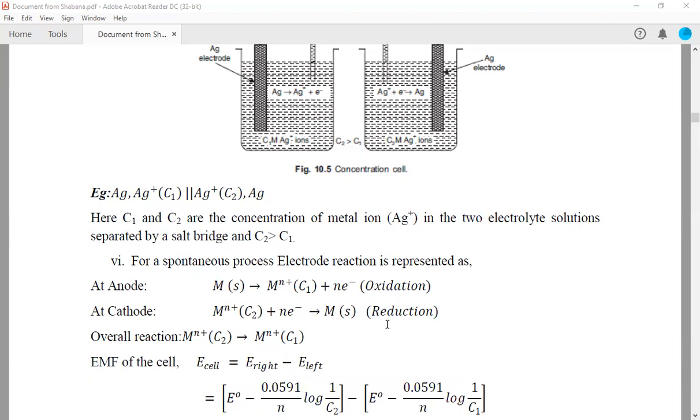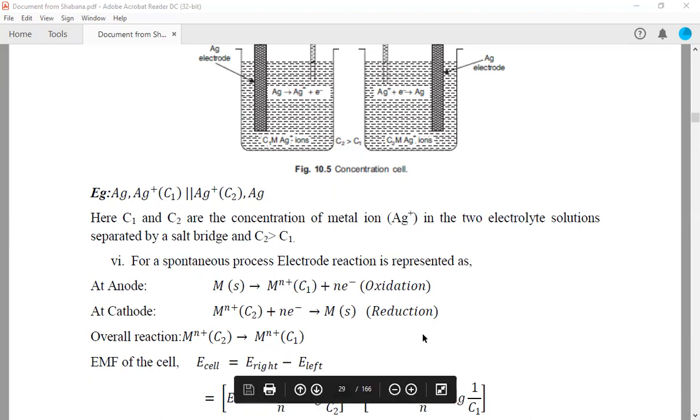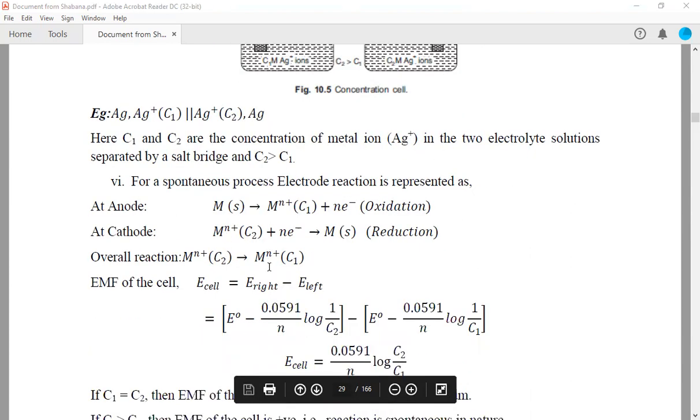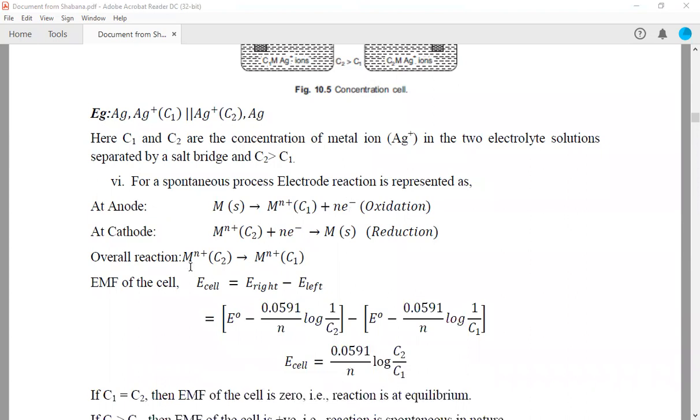That means the process of the reaction that takes place at the cathode is the reduction, and the overall reaction is, see here, this n electron and this n electron will cancel out each other. Therefore, Mn plus 2, see, this metal in the solid state and the metal in the solid state will cancel out each other. And the remaining metal ions, with the concentration of C2 and C1, will remain as usual. So this will be the overall reaction.